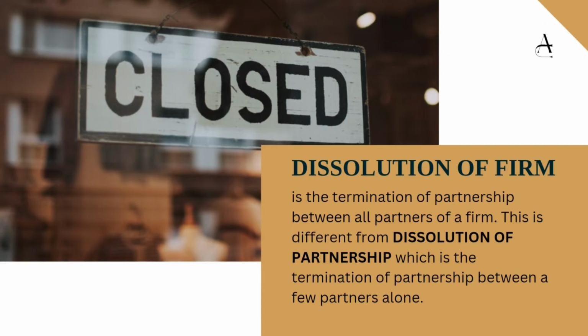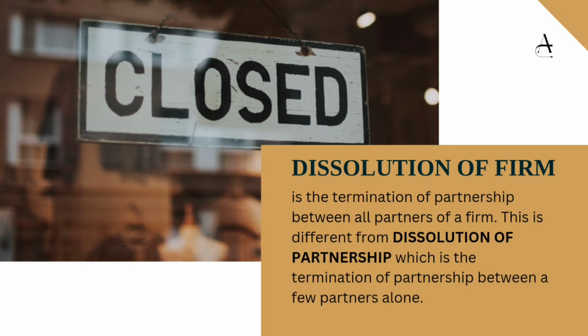So dissolution of firm is the termination of partnership between all partners of a firm. This you should understand is different from dissolution of partnership. When we say dissolution of partnership, we mean that a few of the partners are no longer part of this partnership. Okay, termination of partnership between a few partners. Now, dissolution of firm means all partners are no longer partners. Okay, everybody is gone. There is no longer a firm.